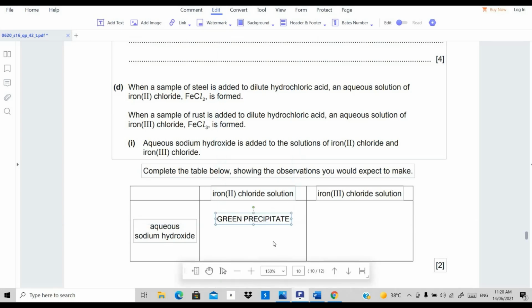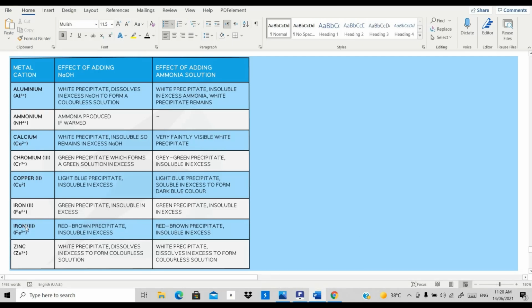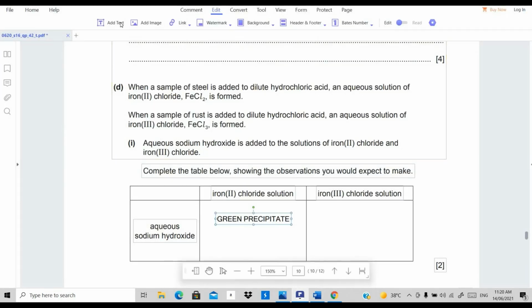And when we are looking into iron 3 chloride solution, we can see here Fe3 plus, this ion. If you are adding aqueous sodium hydroxide, we will get a red brown precipitate. So our answer we can write as red brown precipitate.